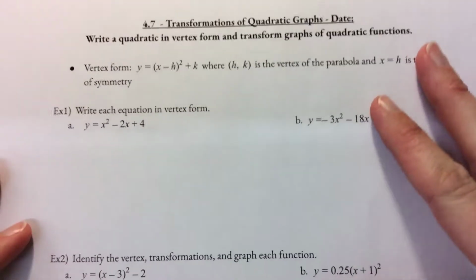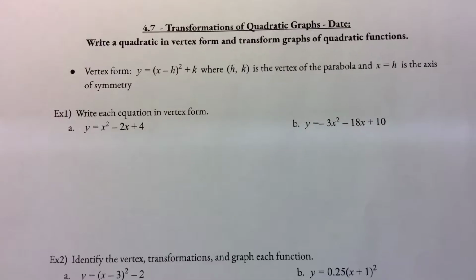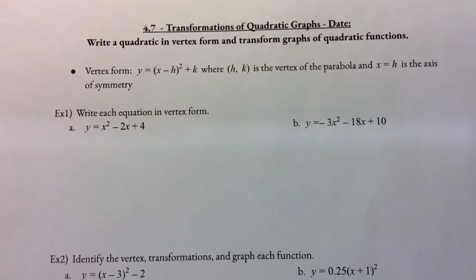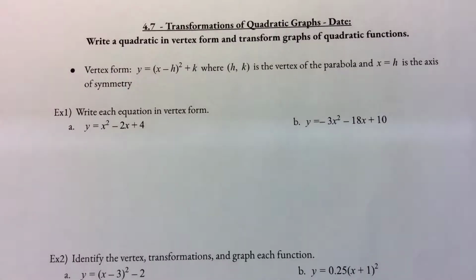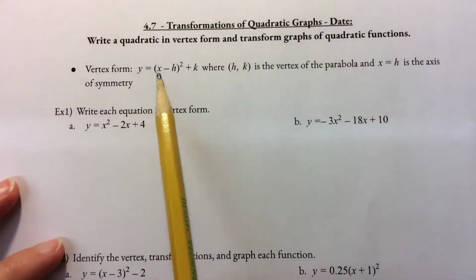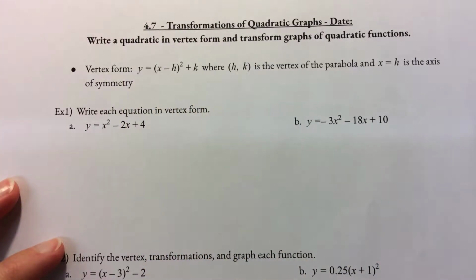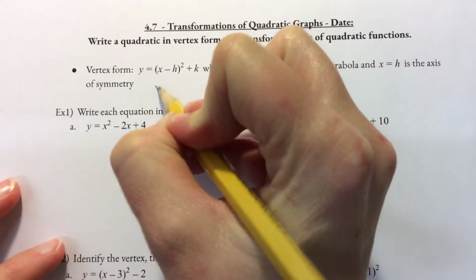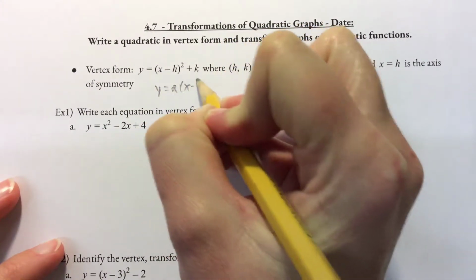Alright, we're going a little out of order. We're doing 4.7 today, and we're looking at transformations of quadratic graphs. So you've already done transformations, but we're going to review that. And here we have vertex form. So in vertex form, it looks like this. There could actually be an A in the front of this too, so let's add that on there.